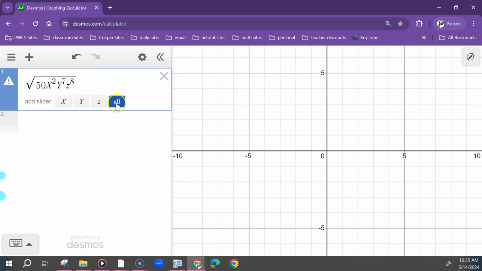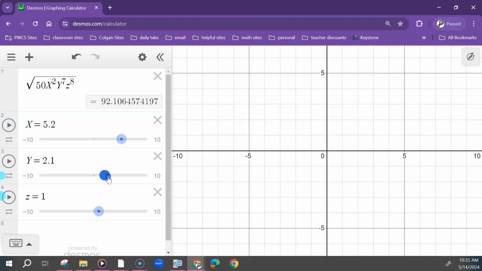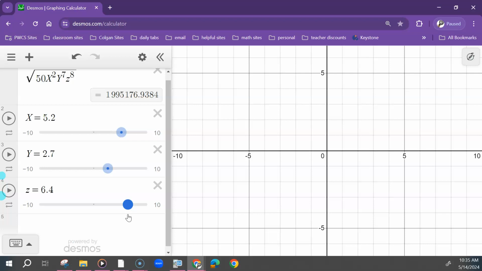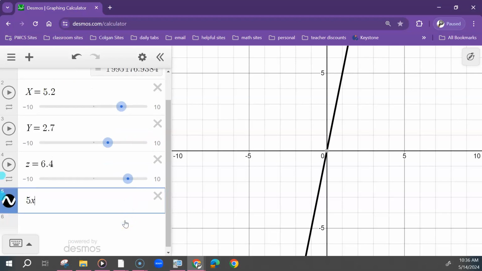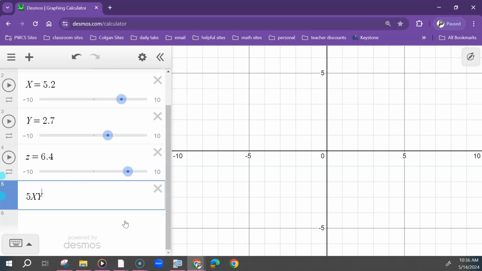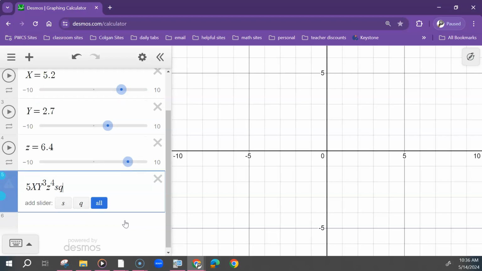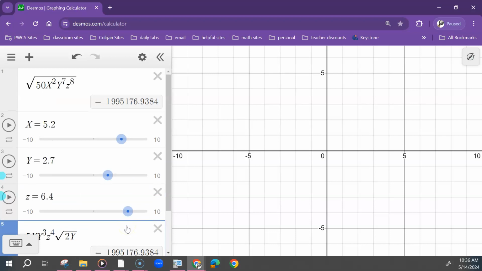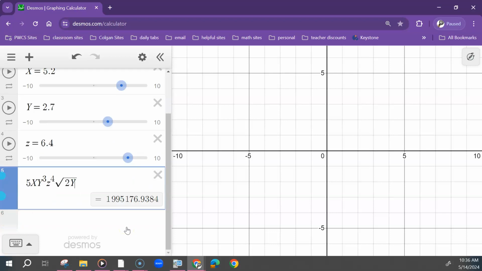And then add in all the sliders, change them to be positive numbers. Really, the X and the Z, you could make them either or, but the Y would have to be positive, otherwise it would be undefined. And then you can start typing in your answer choices to see which one matches. So just typing in A, that happened to be the first one that matched, so that would be your answer.